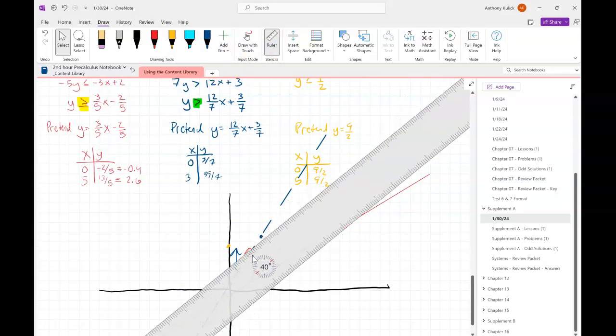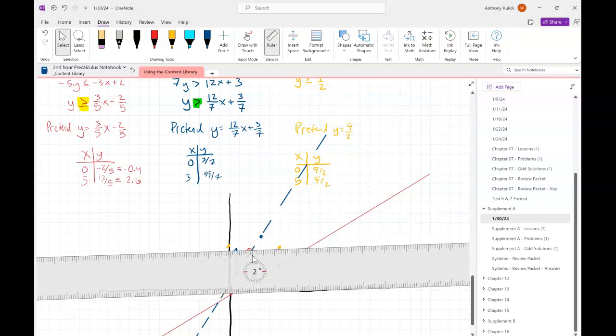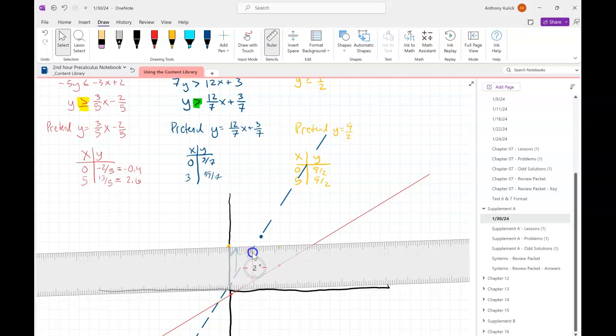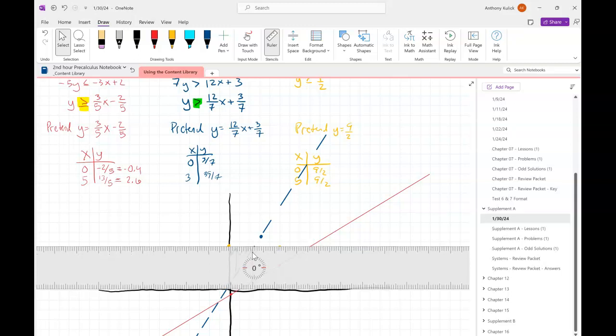Yes, sir. Because the inequality was greater than or equal to, or greater than. Okay. There we go. So this was another greater than or equal to, so it's going to be a solid line again. And again, we're shading above.